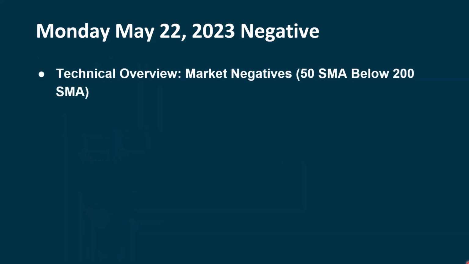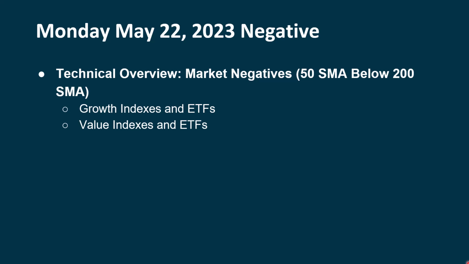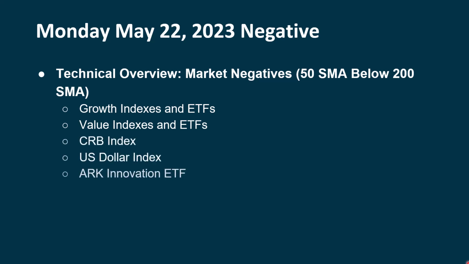Then what's negative right now? Anything where the 50-period moving average is below the 200-day moving average. Growth indexes and ETFs are still negative overall. Value indexes have also dropped to negative. Now growth is starting to outperform value just slightly. The CRB index, the dollar index, ARK, microcaps, small caps, and mid caps continue to be negative.